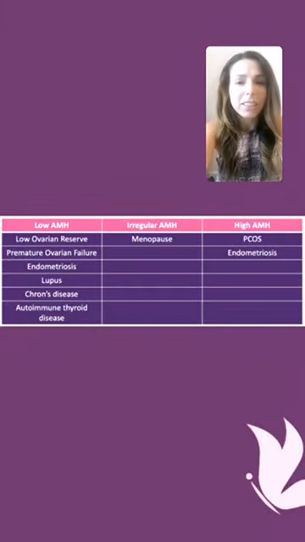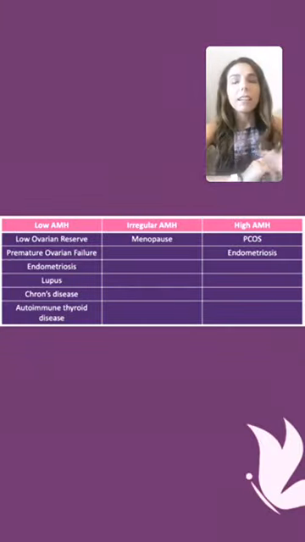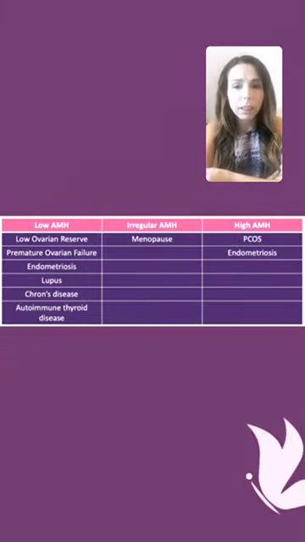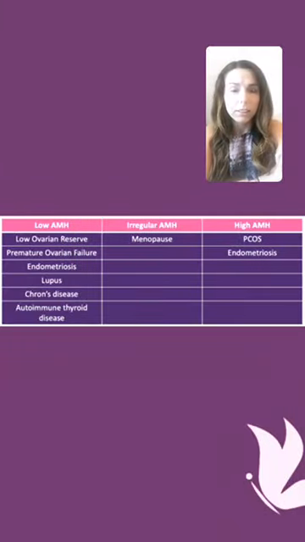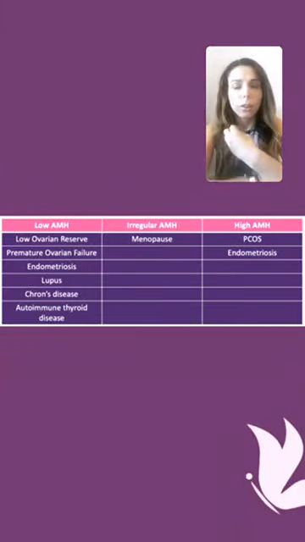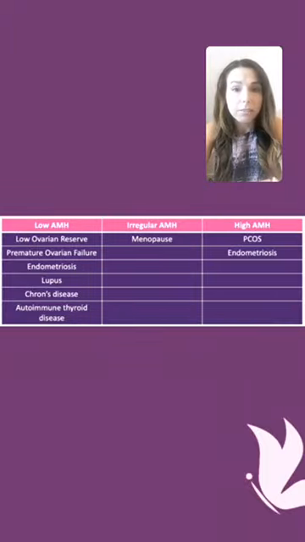So low values of AMH, the most common reason will be a low ovarian reserve. So that means that the number of eggs that you have in your follicles, in your ovaries, is reducing, so that would be an indication.